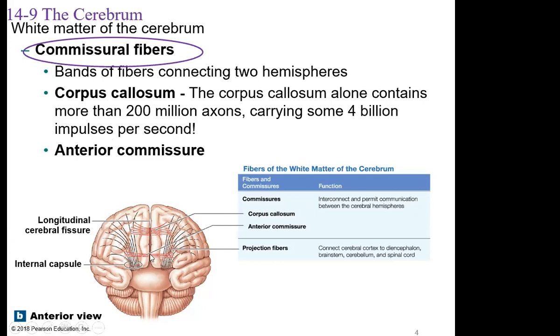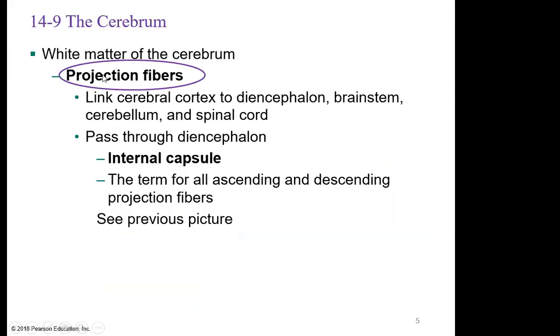And then we also have the anterior commissure. You can see that it's another bridge that will connect right to left side. And then lastly, we have projection fibers. So these are going to link the cerebral cortex to other parts of the brain. So those 3 parts that you just mentioned, and the spinal cord. So think about these, they project to other parts of the brain and central nervous system, because now we've got the spinal cord involved in this as well.